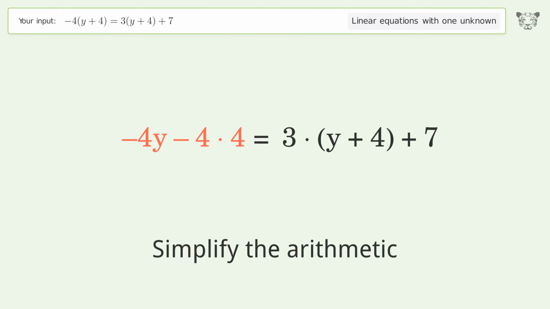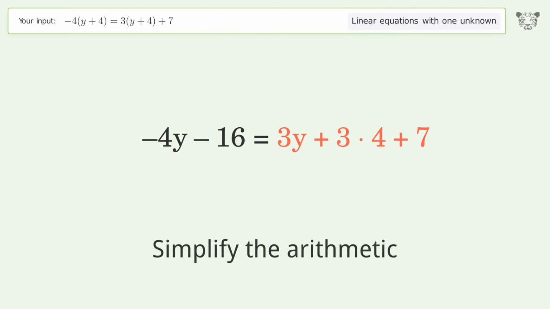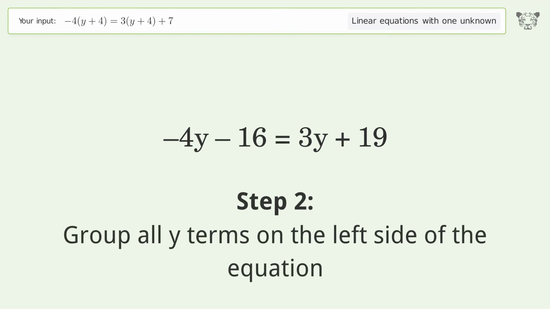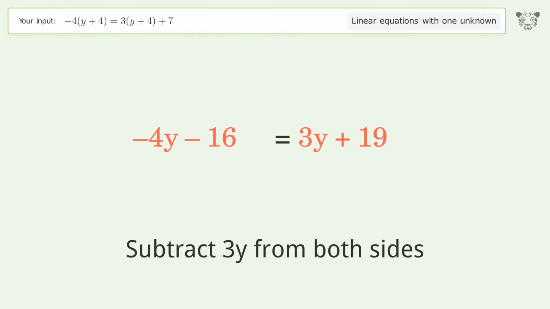Simplify the arithmetic. Expand the parentheses. Simplify the arithmetic. Group all y terms on the left side of the equation. Subtract 3y from both sides.